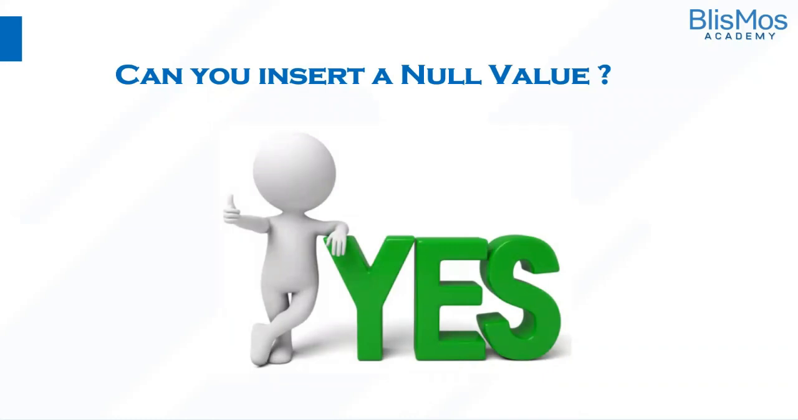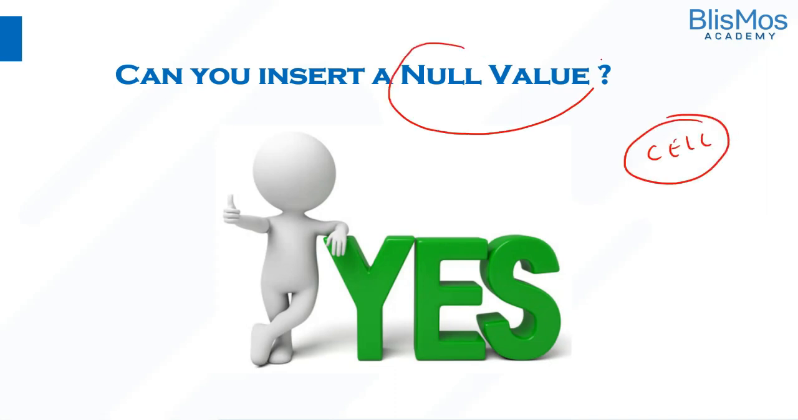Whenever you are sure that a particular cell does not have a value, it is always better to insert a null value into that cell. So what happens with that? You'll be able to save space. Most of your computation will be faster. So whenever you are sure a particular cell does not have a value, please insert a null value into that.